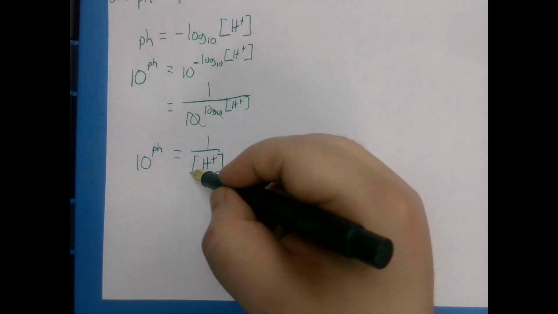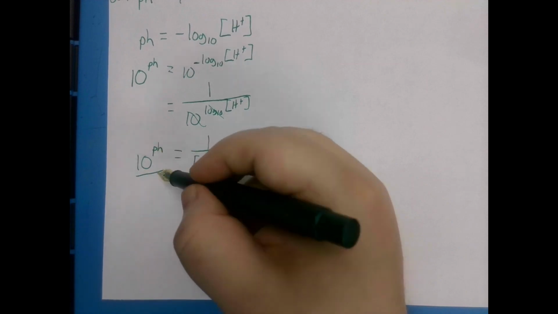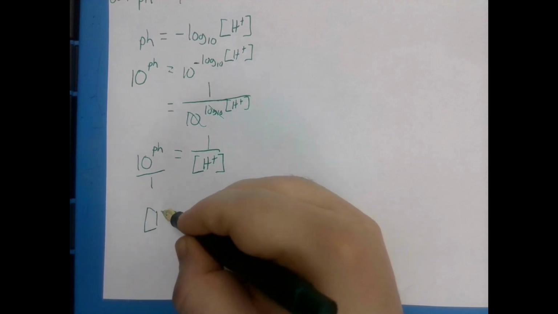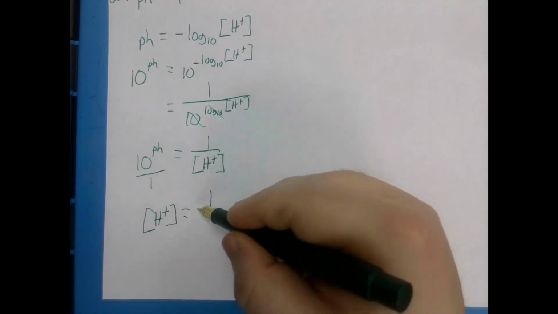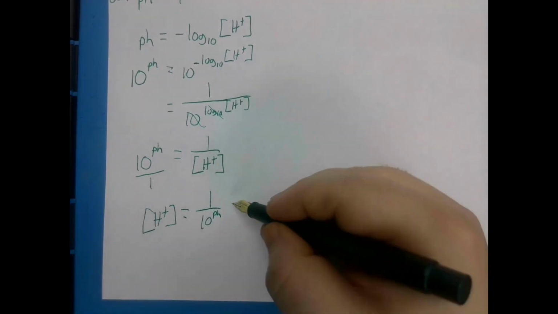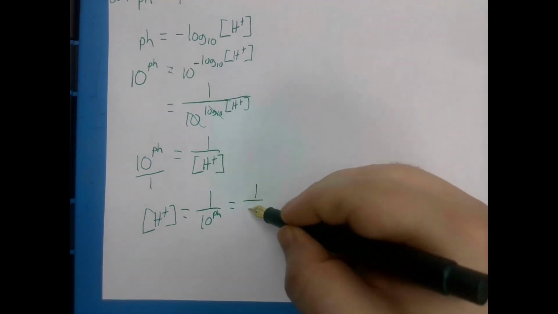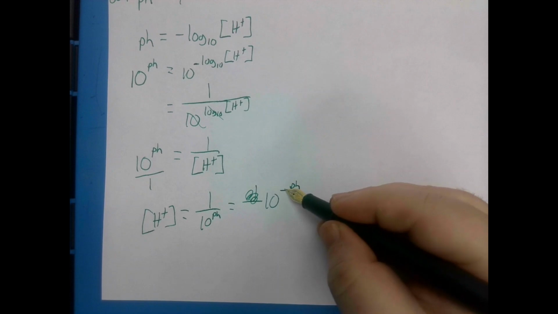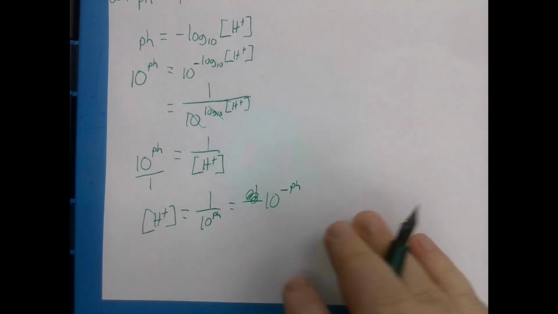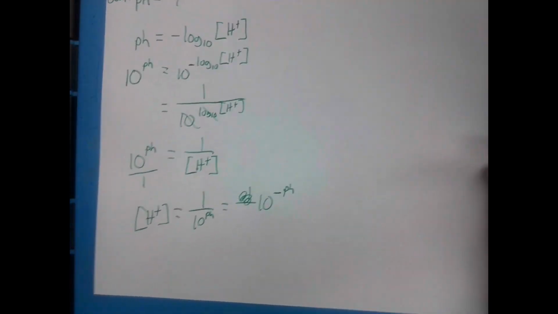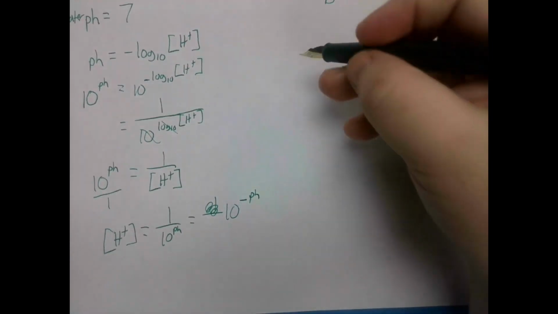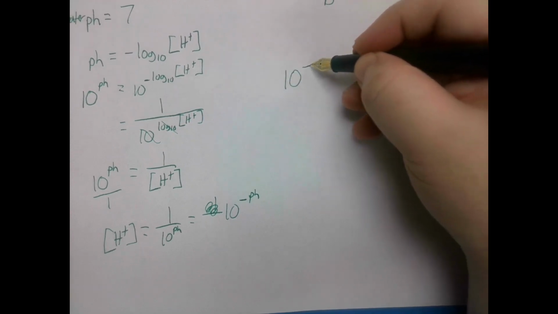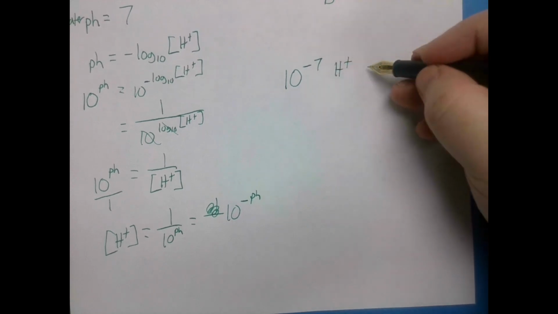And 10 to the pH divided by 1 is just 10 to the pH. So cross multiply, I get the concentration of H plus is equal to 1 over 10 to the pH, which is equal to 10 to the negative pH. Negative just means to flip it around underneath. And the pH of water is 7. Long story short, water has a concentration of 10 to the negative 7 H plus ions.